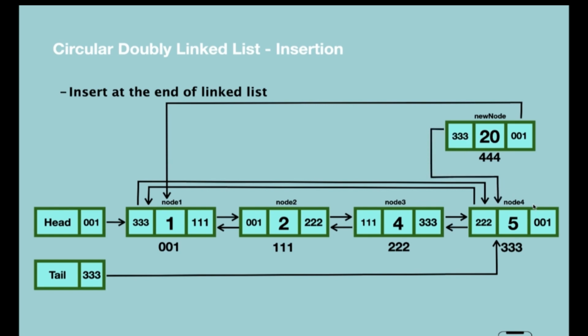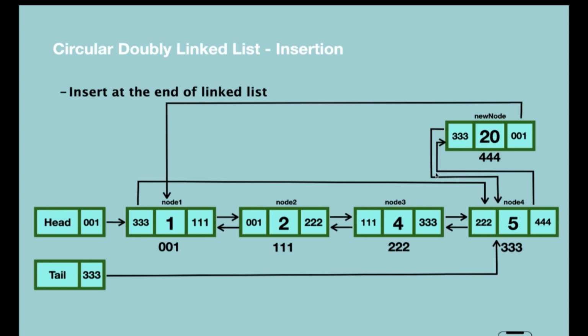Then the next thing is we need to create a link from node 4 to new node over here. So if we update the next reference of node 4 to the physical location of new node, which is 444, we will create a link between them. So when we update the next reference to 444, the link from node 4 to node 1 gets deleted because we have updated the next reference from 001 to 444.